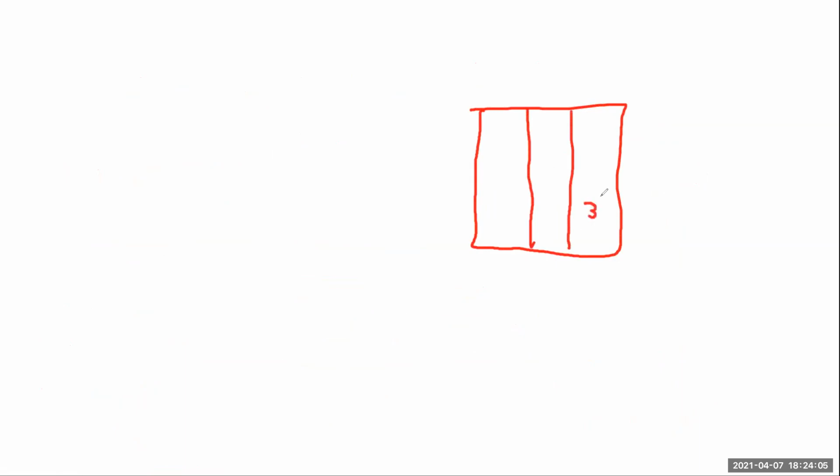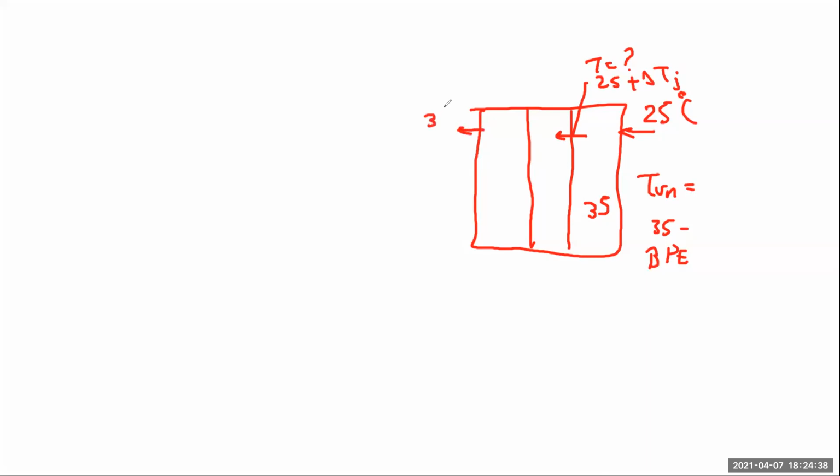The temperature here, Tn, is 35, which means that TVn is 35 minus the boiling point elevation. And the temperature entering here is 25 degrees centigrade, and it will be heated from 25 to this temperature. What is this temperature? It will be 25 plus delta T of the heat rejection section. This is 35, which means that the temperature here is 35.